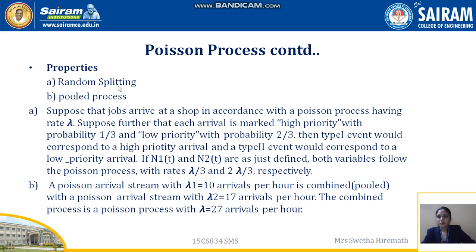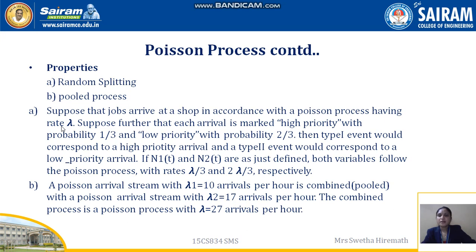Now moving to the properties of the Poisson process. There are two properties related to the Poisson process: random splitting and pooled process. Depending on the arrival of the events, we can randomly split them, or we can pool the different events which are occurring. So there are two types. The first one we will see with an example. Suppose that jobs arrive at a shop in accordance with a Poisson process having rate lambda.